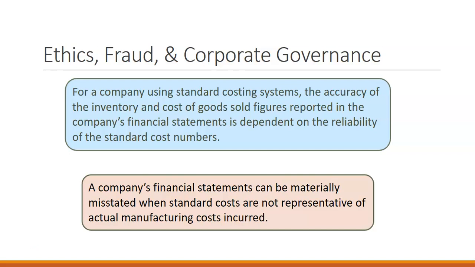So if we have really high variances that are more of a result of poor standards than they are of poor efficiency, we need to reevaluate what standards we are using for our costing system, because we could run into ethical issues if we're not using good standard costs.